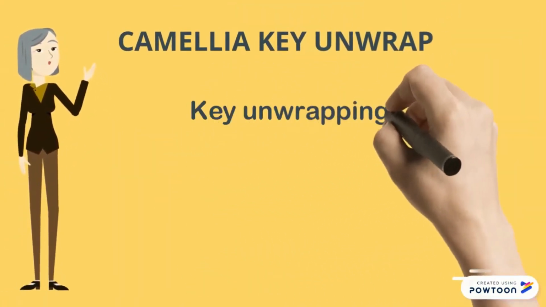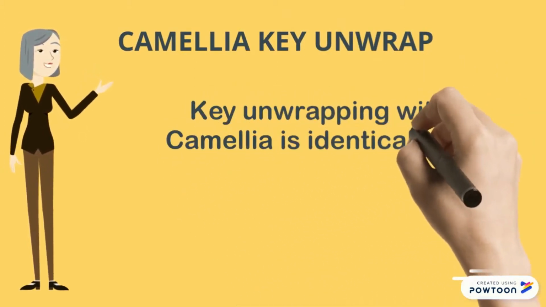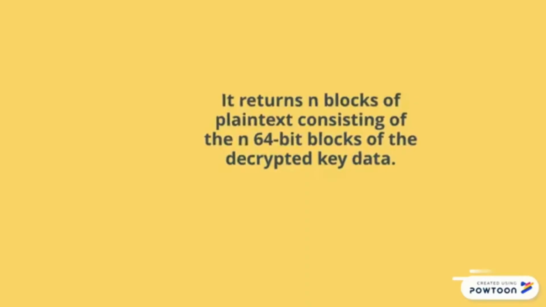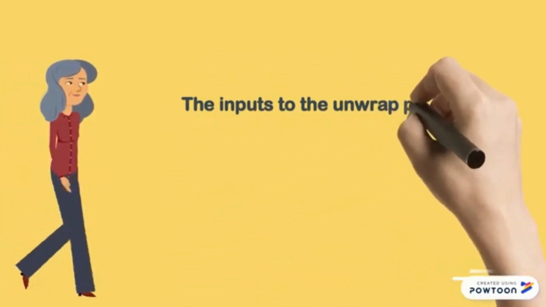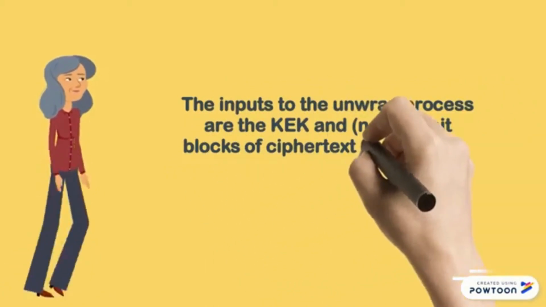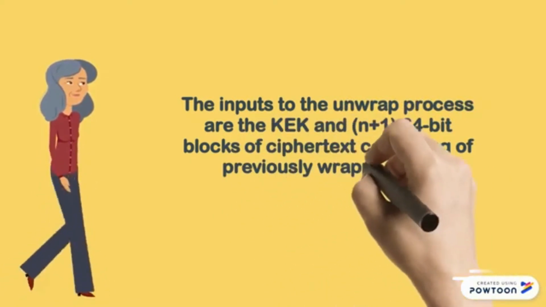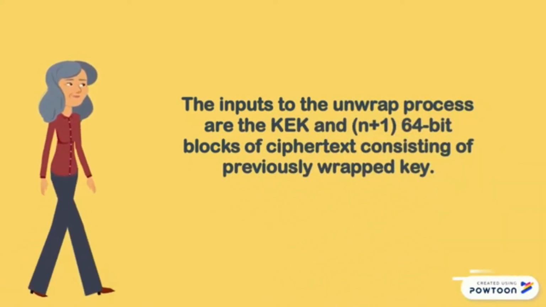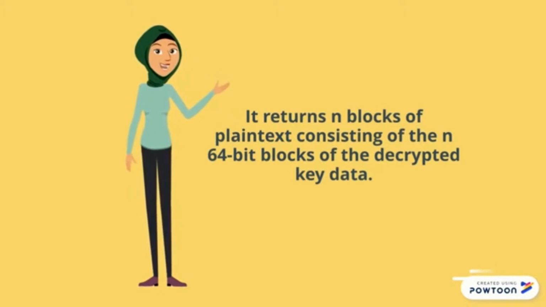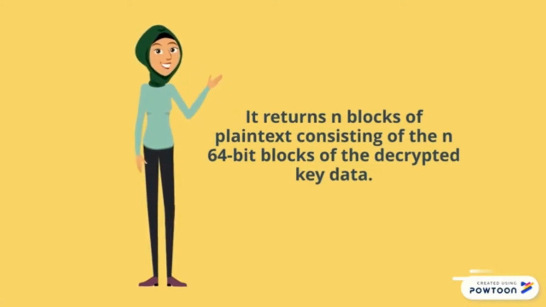Key unwrapping with Camellia is identical, with AES replaced by Camellia. The inputs to the unwrap process are the KEK and N+1 64-bit blocks of ciphertext consisting of the previously wrapped key. It returns N blocks of plaintext consisting of the N 64-bit blocks of the decrypted key data.